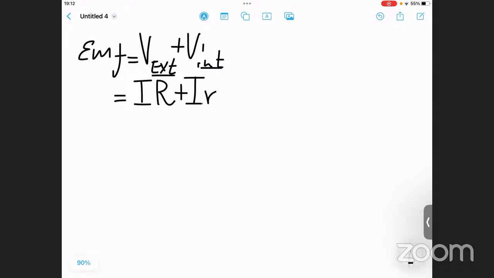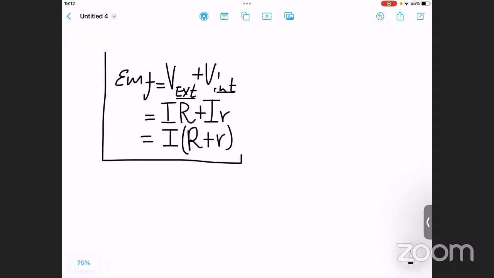For the internal resistance, we use small letter r. Since I is common, meaning it's the same externally and internally, we take it out as a common factor. Inside we have capital letter R plus small letter r. The capital letter R is for the resistors connected externally, and the small r is the one inside the electricity box.